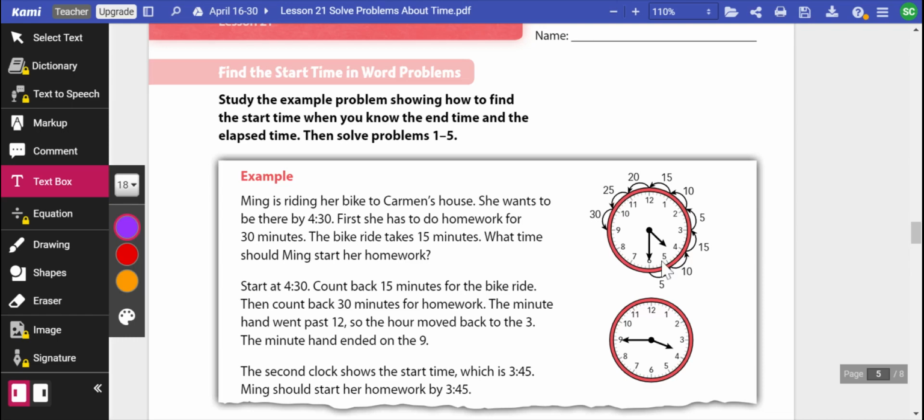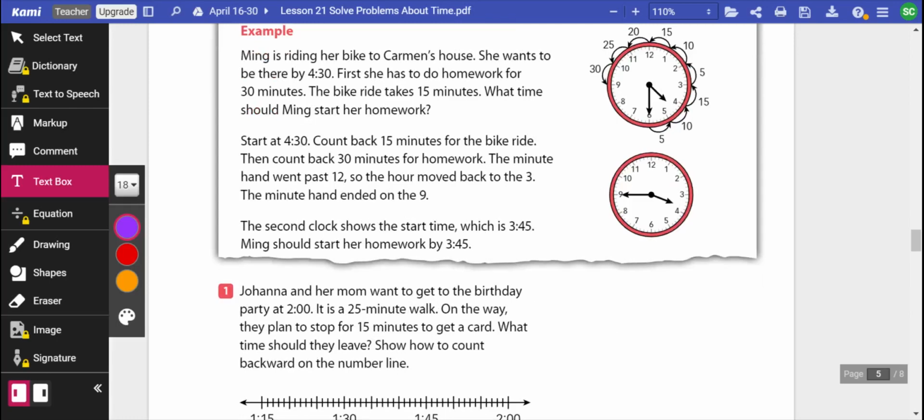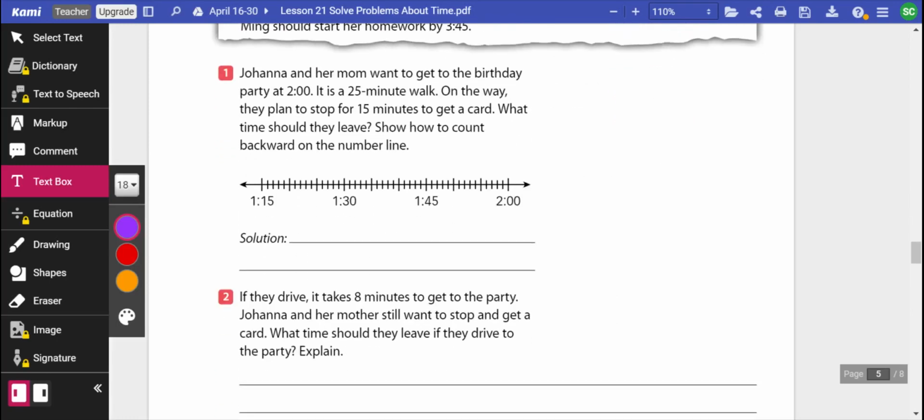So we would start at 4:30, which is what they've done right here, and we're going to count back 15 minutes for the bike ride. See, 5, 10, 15, which would take you to 4:15. But then we have to count back the 30 minutes for the homework. So 5, 10, 15, 20, 25, 30. So when that happened, our minute hand went backwards past the 12. And we know that whenever the minute hand goes all the way around the clock, we have a change in hour.